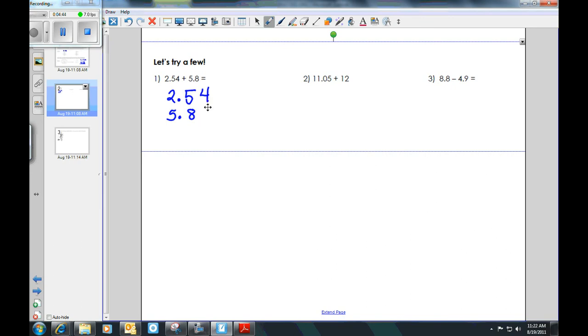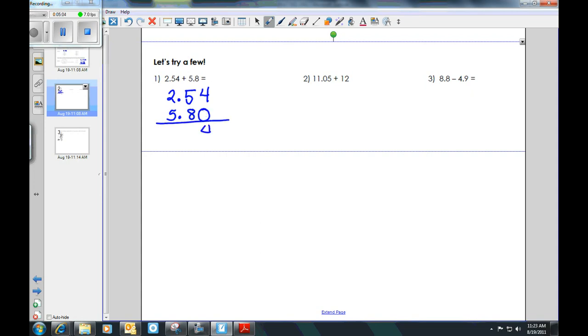Okay, right here in this blank, I'm going to fill in with a 0. I still have the same amount. 5 and 8 tenths is the same as 5 and 80 hundredths. Okay, it's the same amount. So I'm just going to fill in zeros wherever I have blanks, and then I can go ahead and add.